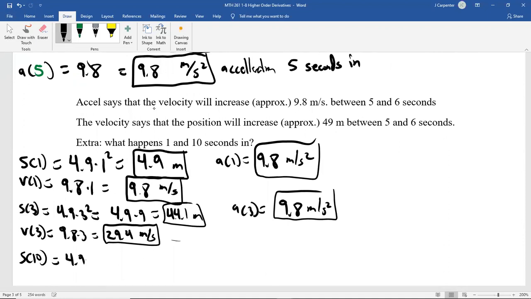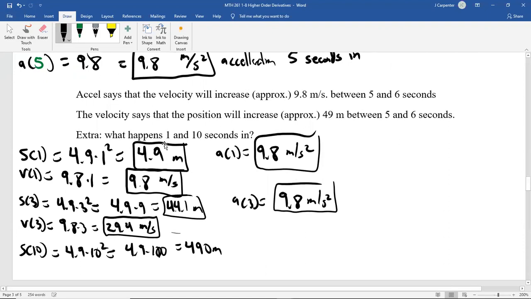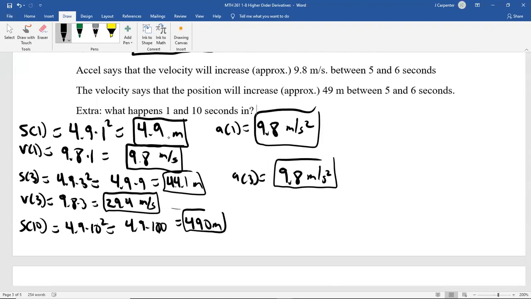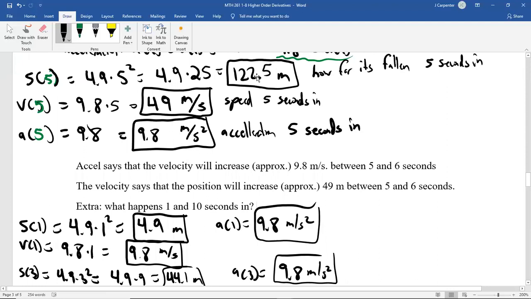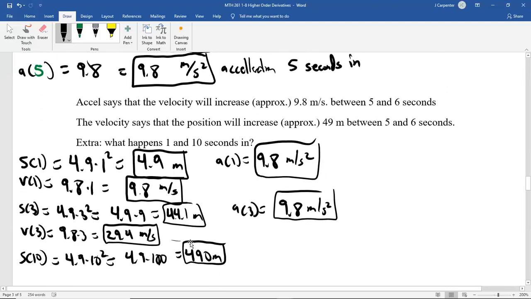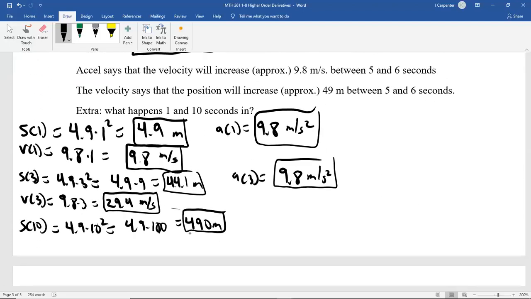So 4.9 times 10 squared is 4.9 times 100, which is 490 meters. So now in 10 seconds, we've fallen 490 meters. 5 seconds in, it was only 122. So we went from 100 to 500 pretty much in 5 seconds.